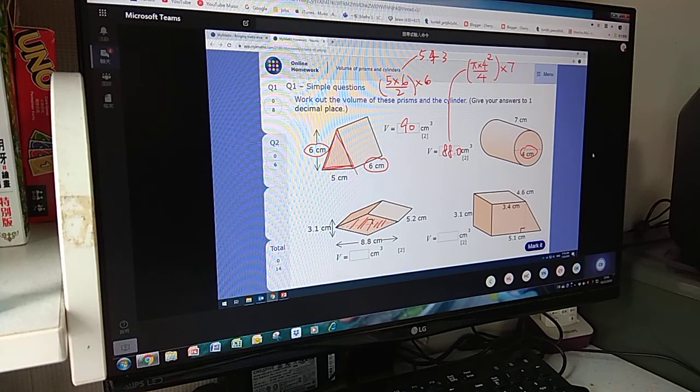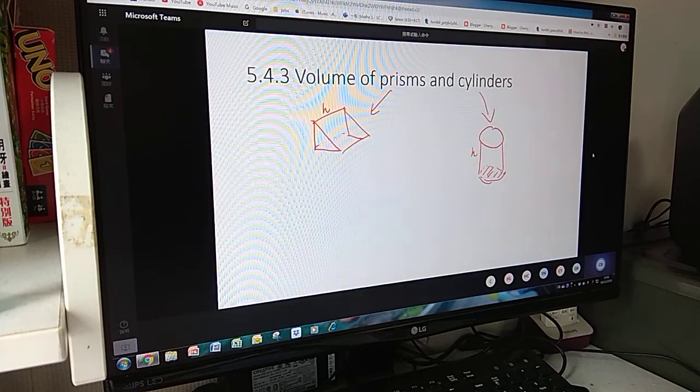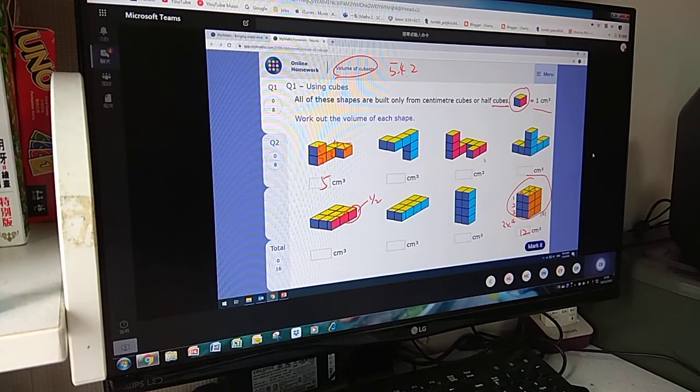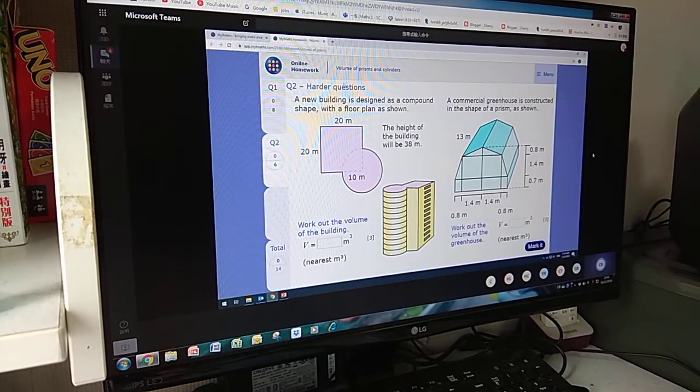So up to now, any questions? Anyone cannot calculate the volume for this one and also this one? Anyone cannot calculate the answer? Okay, if you have no more questions, then I will move on to the next page. Okay, we have some other questions.